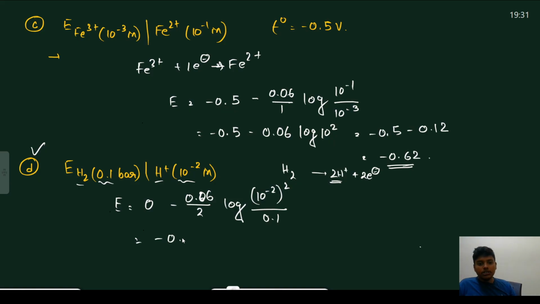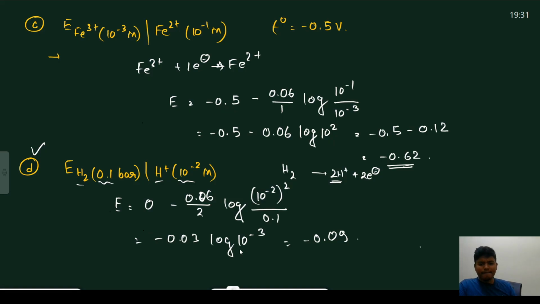So minus 0.03 log of 10 power minus 4 by 10 power minus 1. So 10 power minus 3. Yes or no? So minus 0.09. Clear or not? Tell, what is the problem? Where did you make the mistake?